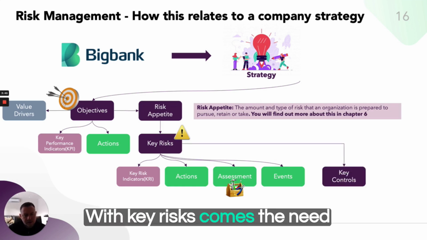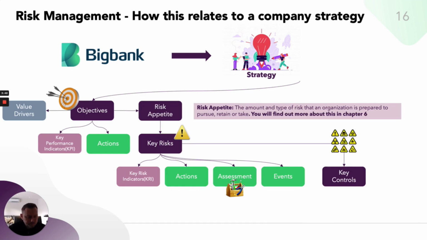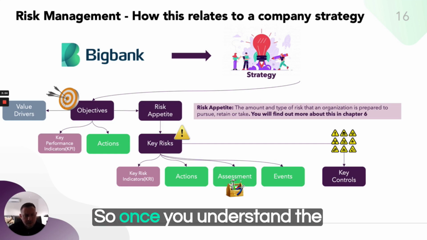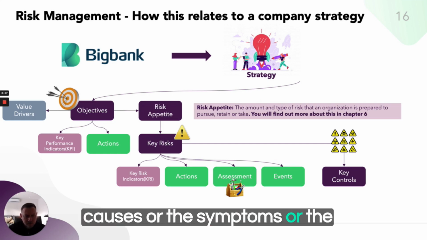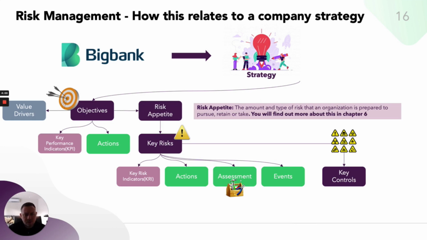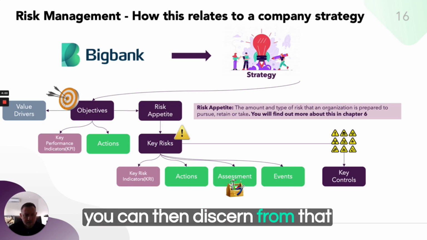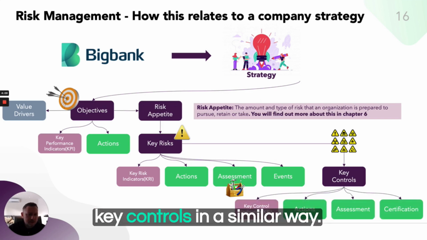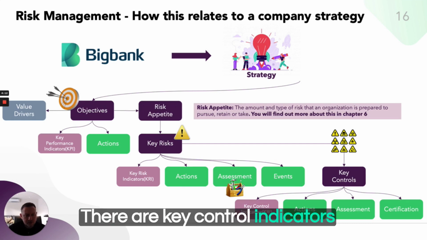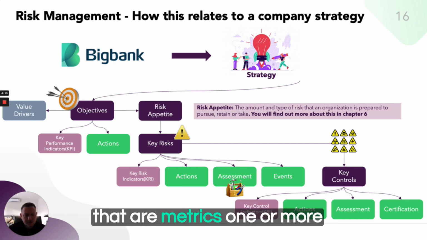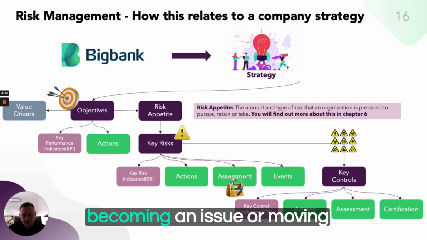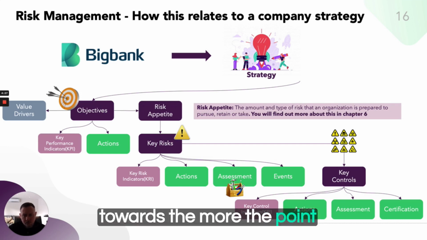With key risks comes the need to identify key controls. It's between key risks and key controls that what we saw earlier in terms of the causes live. So once you understand the causes or the symptoms or the triggers in this case to what would make the risk crystallise, you can then discern from that the key controls that you can put in place, very much like the treatments that we ran through. And under key controls, in a similar way, there are key control indicators that are metrics, one or more, against every key control to ensure that they are not again becoming an issue or moving towards the point of crystallising.